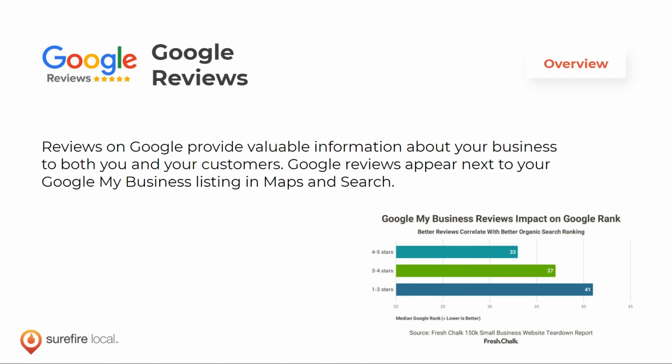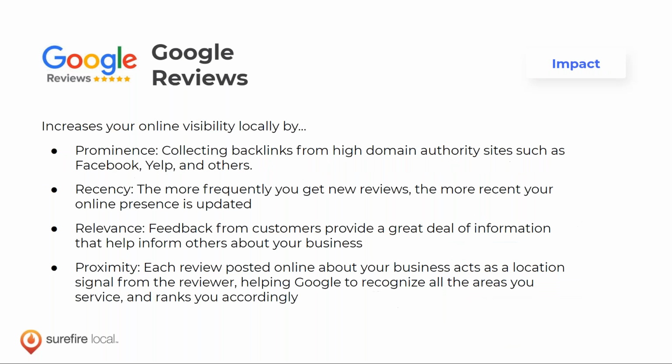If you have 1 to 3 stars, the smaller number is better here. So if you're on average in around the 40th percentile, which would be page 4, 1 to 3, if you get your stars from 1 to 3 up to 3 to 4, 3 point something, you would just by that raise from 41 to 37. And then if you get up to 4.5, 5, somewhere in there, go up to 33. So without all the other factors in place, this is one factor that can make a big difference both in map ranking and also organic search results.